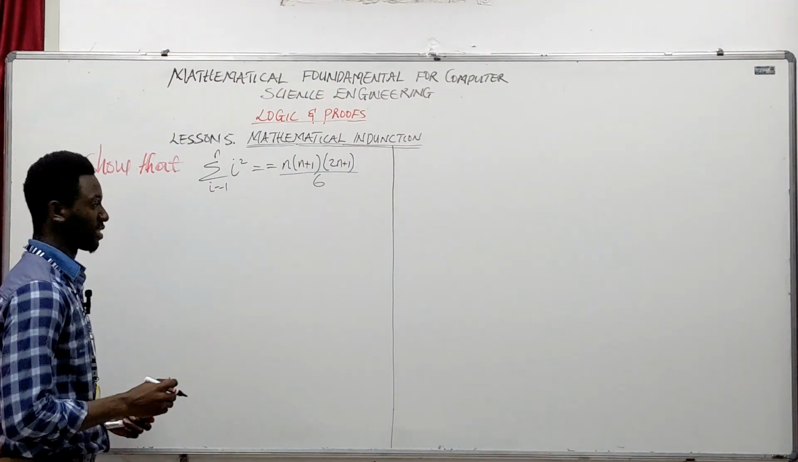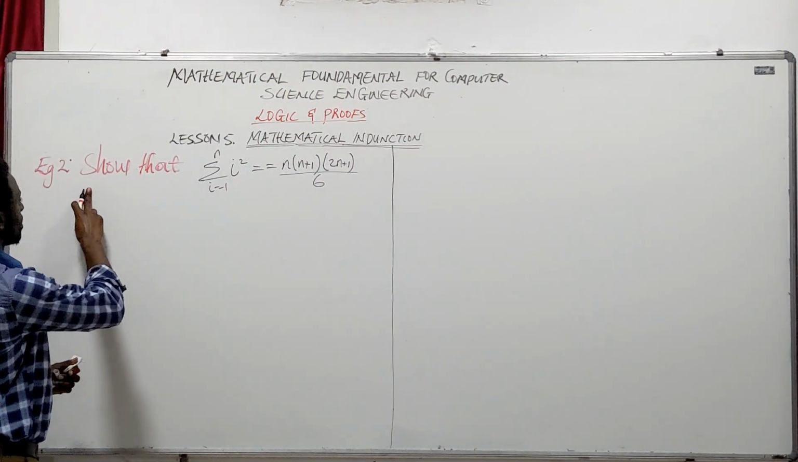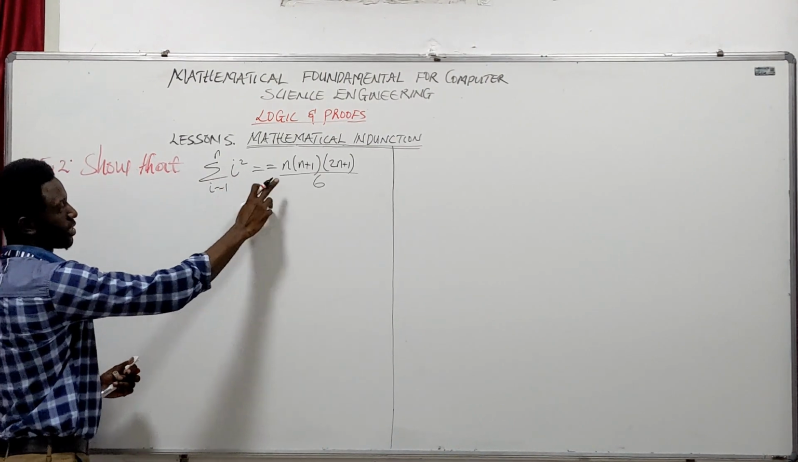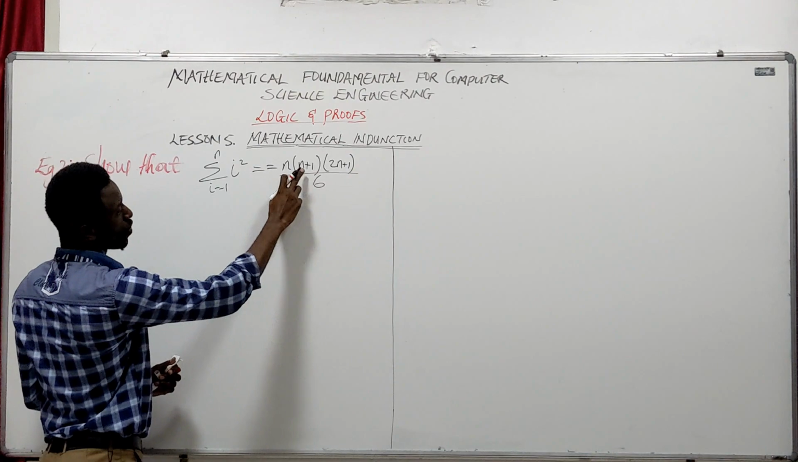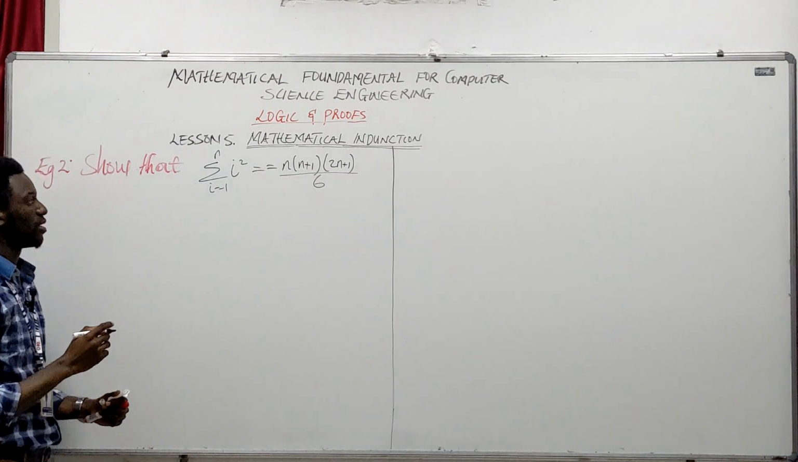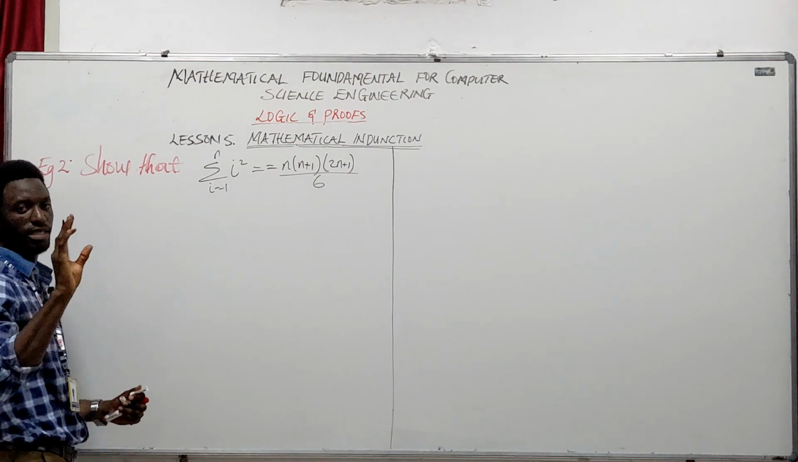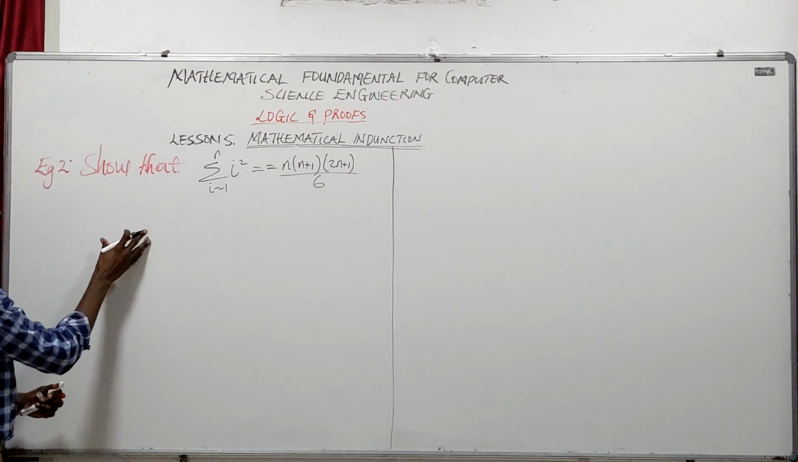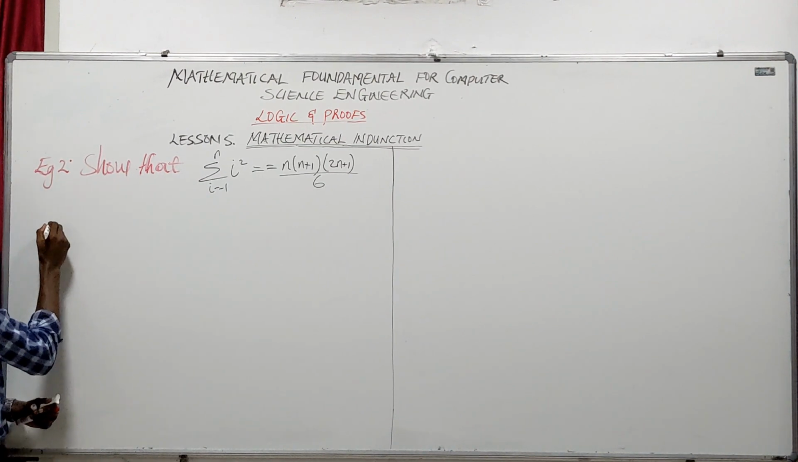So here is another example. As you can see, it says show that the summation of i squared is equivalent to n into n plus 1 into 2n plus 1 over 6. So here again, we apply the 3 steps to solve this problem. Our first step, or first part, is the base case.